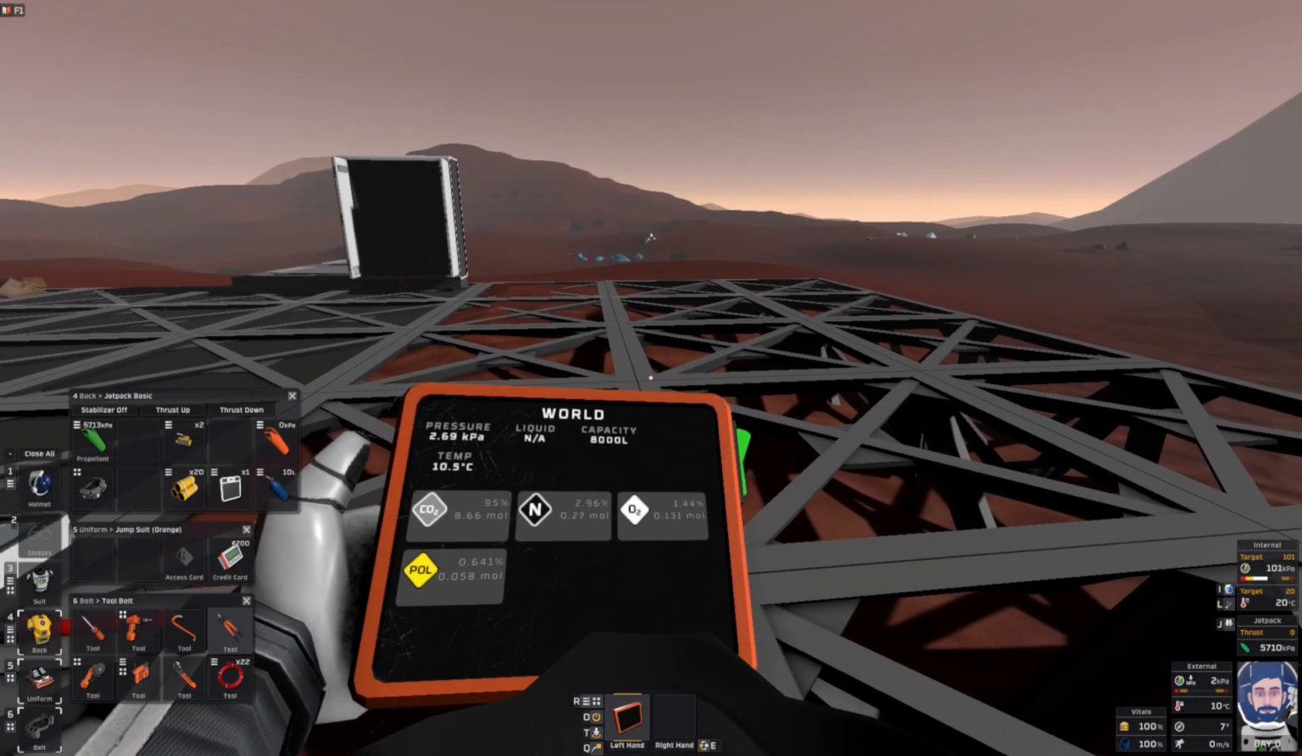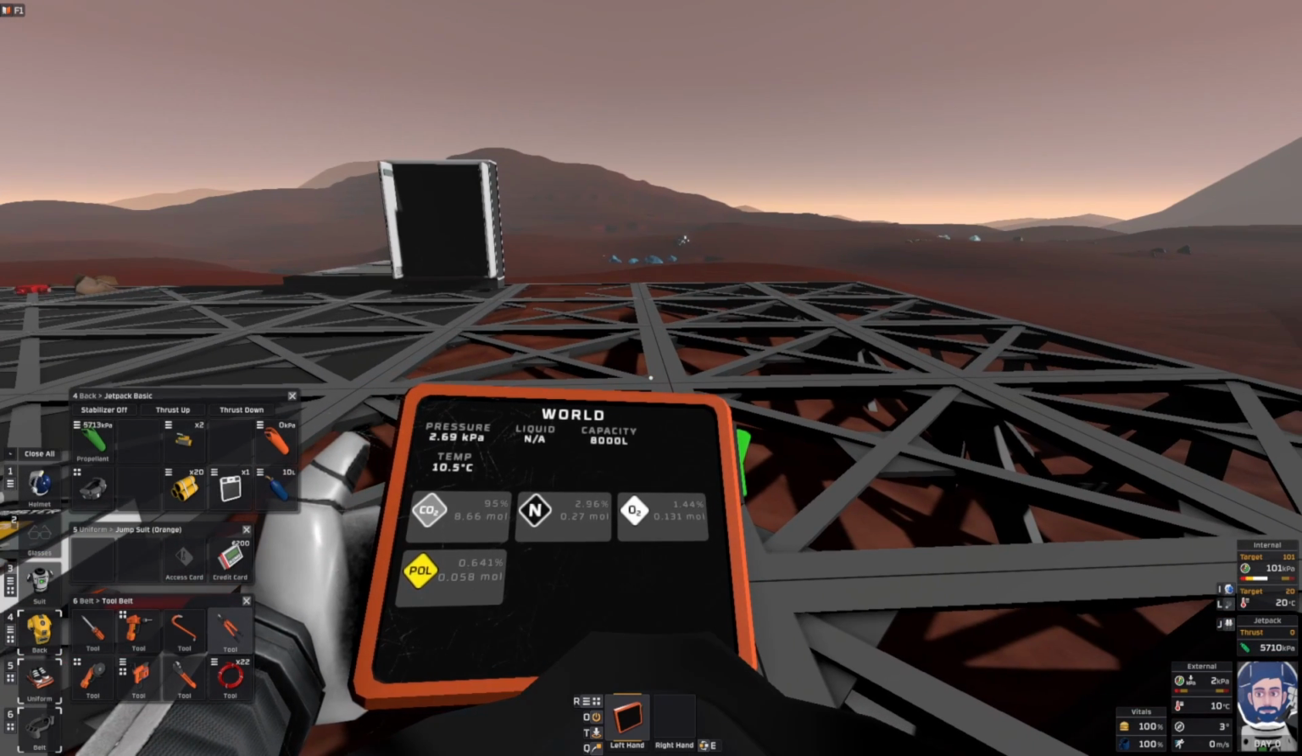Since I'm pointing at the world itself, I can see what the atmosphere of Mars is made up of, as well as its current temperature. Keep in mind that the planetary temperature changes from day and night usually. So here we can see that the pressure on Mars is 2.69 kilopascals. There is no liquid in the atmosphere. It has a capacity of 8,000 liters.